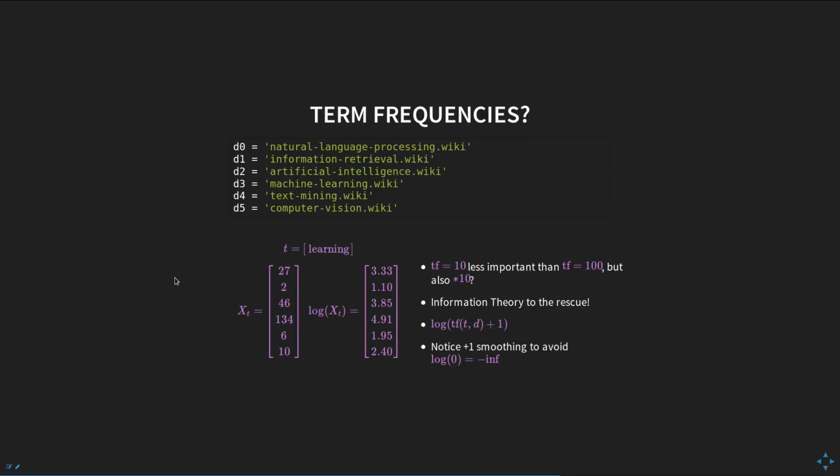So let's put this method to the test. I got 6 Wikipedia documents here. This is just a flat text of the Wikipedia articles on natural language processing, information retrieval, artificial intelligence, machine learning, text mining, and computer vision. And when we get all the term frequencies for all the words in these documents, we get a very nice term frequency representation that we can use to inform ourselves how important certain words are in terms of term frequency when we look at the index of a certain word.